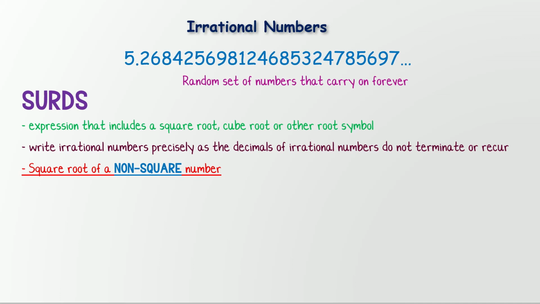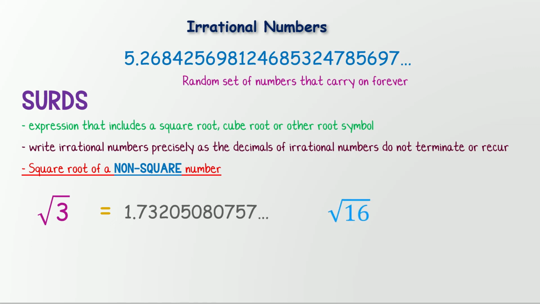So to try and understand this, let's do a few examples. If we take a first example of the square root of 3, which would give us an answer of 1.73205, and that goes on forever. That is an example of a surd because it's the square root of a non-square number. However, if we do the square root of 16, for example, this would not be a surd, as 16 is a square number, so we can simplify the square root of 16 as 4. So that is not a surd because the decimals do not go on forever.